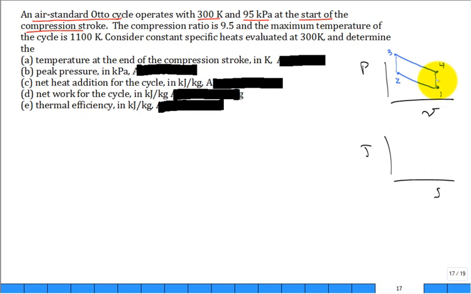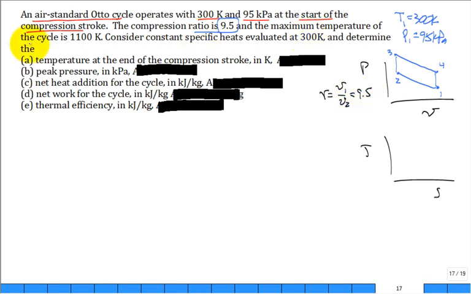And so what information did they give me for this? Isn't T1 equal to 300 Kelvin? And isn't P1 equal to 95 kilopascal? They gave me information about the state 1. Then they say that the compression ratio is 9.5. All right, so the compression ratio is 9.5. Is it defined as V1 divided by V2, or V2 over V1? I can't remember. The larger over the smaller. So it's going to be 9.5.